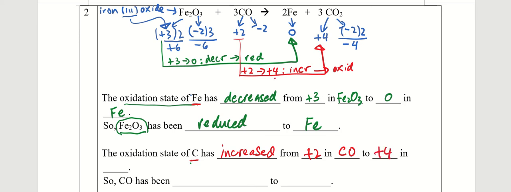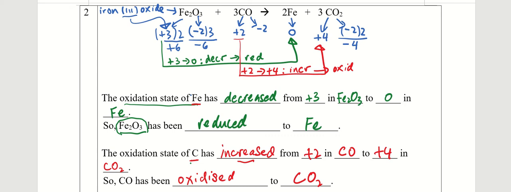Where was the carbon in the +4? In CO2 or carbon dioxide. So we say that the oxidation state of carbon has increased from +2 in carbon monoxide to +4 in carbon dioxide. So since the oxidation state has increased, we say that carbon monoxide has been oxidized to carbon dioxide.